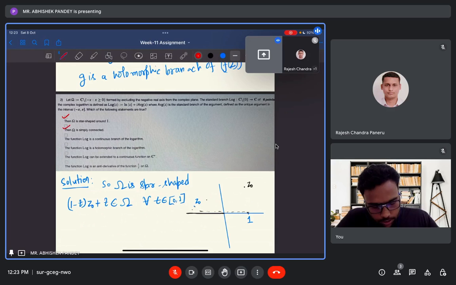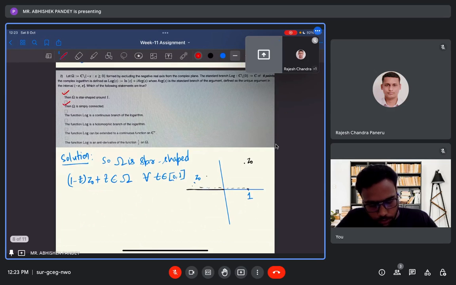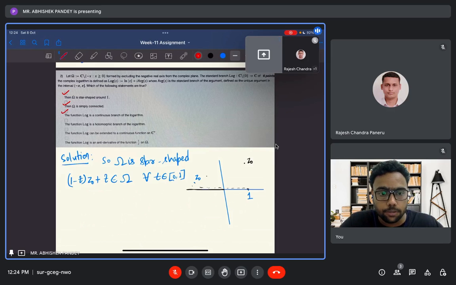Now the next thing is that the function log is a continuous branch of the logarithm on this domain, like we have seen earlier. So this is also true. Is it clear to you that log is a holomorphic branch of the logarithm? Yes, sir, clear.